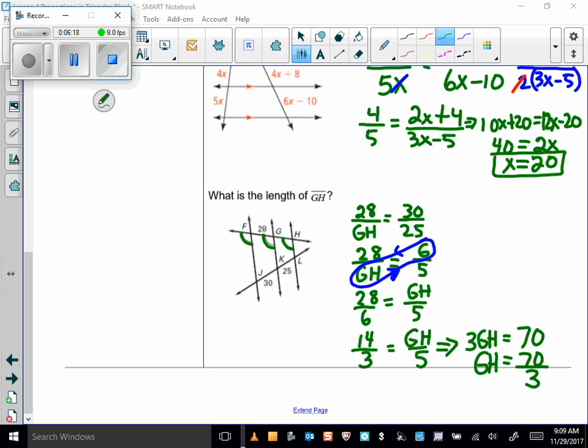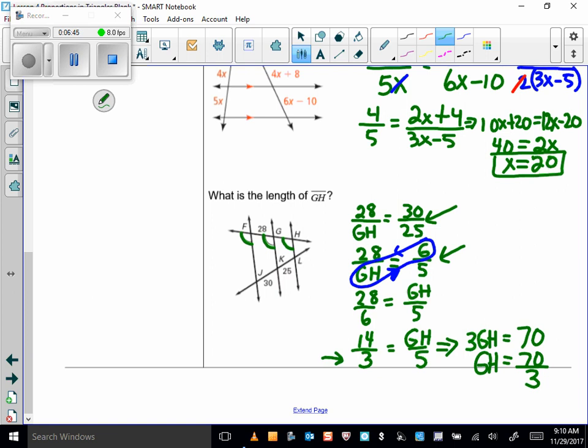Okay, so there's our proportion. 28 over GH is going to be equal to 30 over 25. So the first thing I did is I simplified 30/25 down to 6/5. And then the next thing I did is I realized if the 6 were underneath the 28, I could simplify that a little bit more. So I did switch those means. I simplified 28/6 down to 14/3.